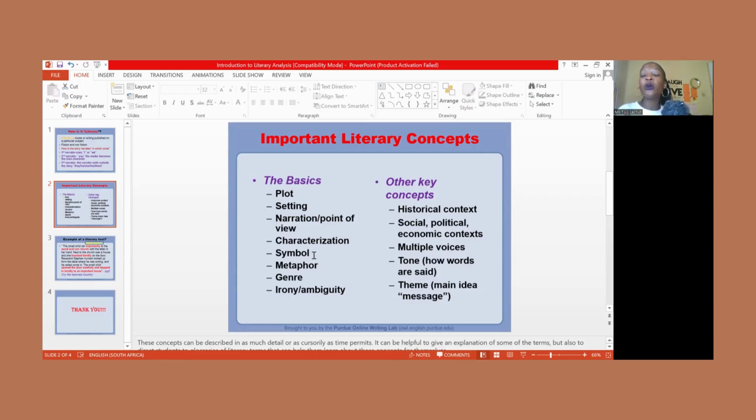So symbol may also pertain to objects that are used in the story. If the writer describes the house, or talks about maybe a South African flag, any tool or object can be used to symbolize something. I hope I managed to explain it clearly. And then also metaphor. Characters can be compared to things, and places can be compared to things. Remember, metaphor is all about comparison, right?